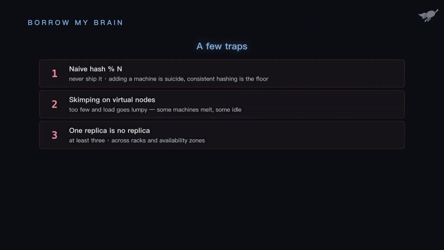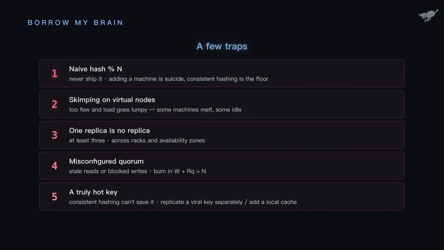Before we wrap, a few pitfalls. 1. Naive hash mod N. Never ship it to production. Adding a machine is suicide. Consistent hashing is the baseline. 2. Don't skimp on virtual nodes. Too few and the load gets lumpy. Some machines work to death, others sitting idle.